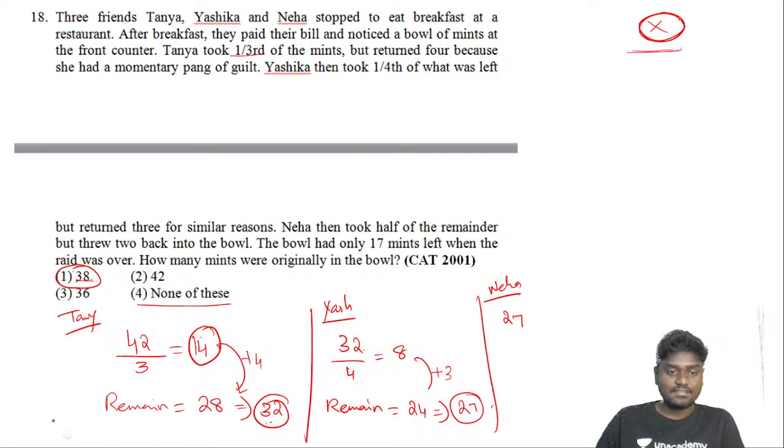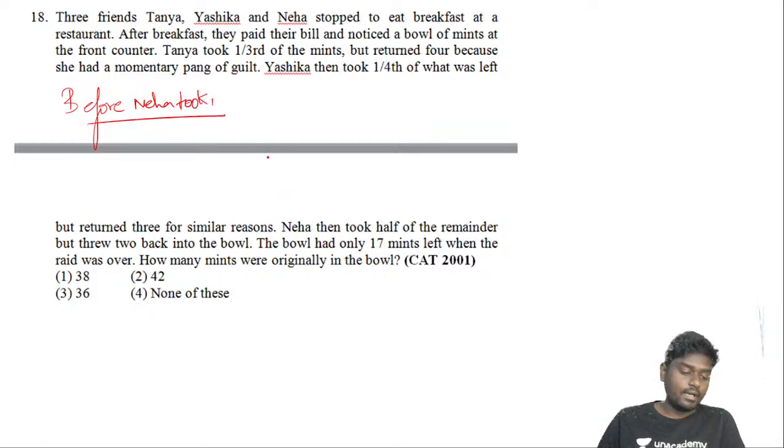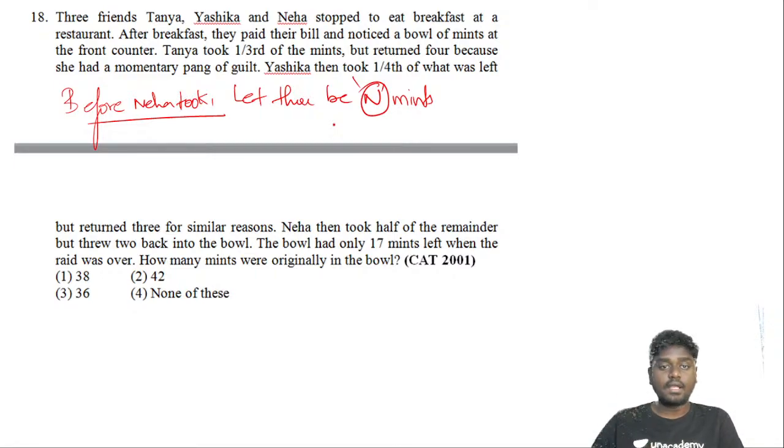So listen carefully, guys. We have the smart way of doing it. Let me just try to do it. What we can simply do here now is, before Neha took, since Neha is the last one who's taking it, let there be n number of mints. I assumed that before Neha took, we had n number of mints.